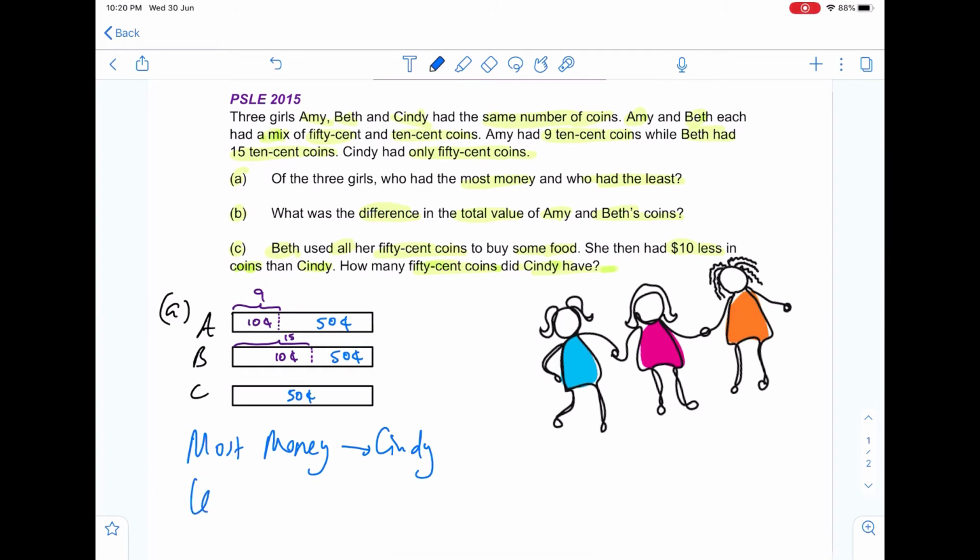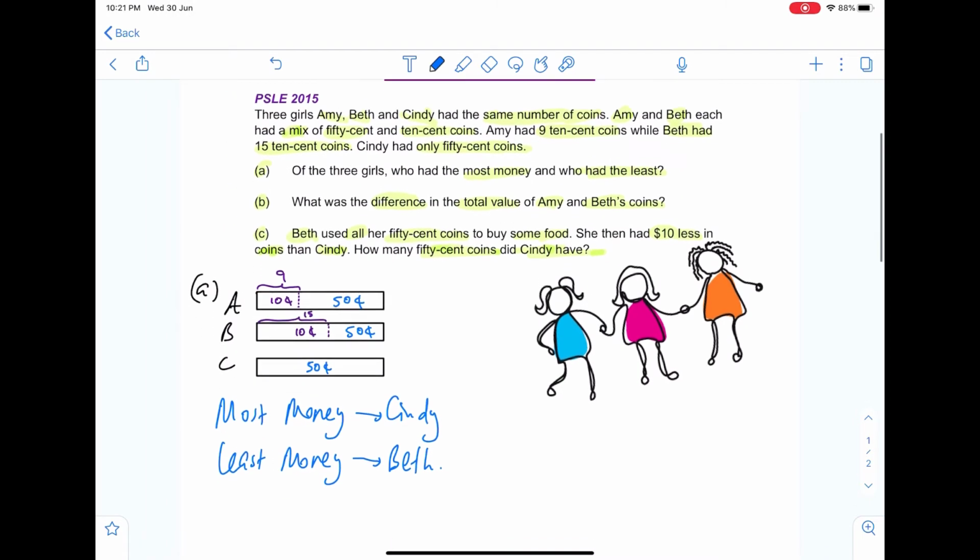And the person with the least money is the person who has more of the 10-cent coins. This person here. She had the least number of 50-cent coins. So this will be Beth. Part B.